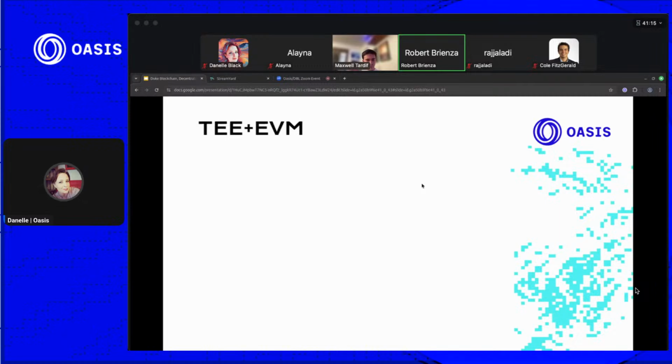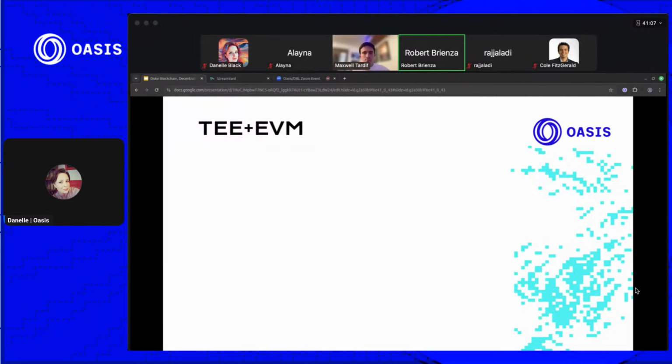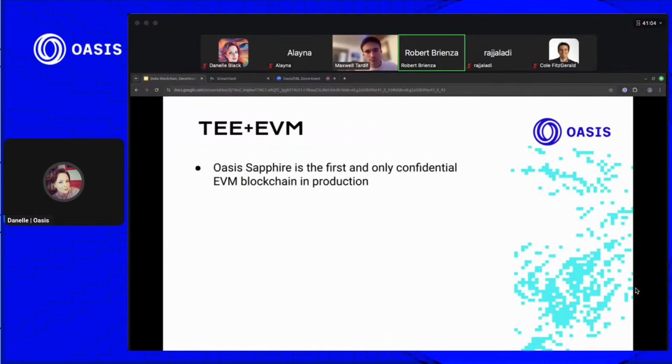And therefore, in order to increase the usability even more, we decided that it would be smart to build not just a blockchain, but an EVM blockchain. And so we did that, and it's called OASIS Sapphire. So Sapphire is the first and only confidential EVM blockchain in production. Many people are also working on various EVM strategies with blockchains, but this was basically the first, and we are still basically building an ecosystem out of that.